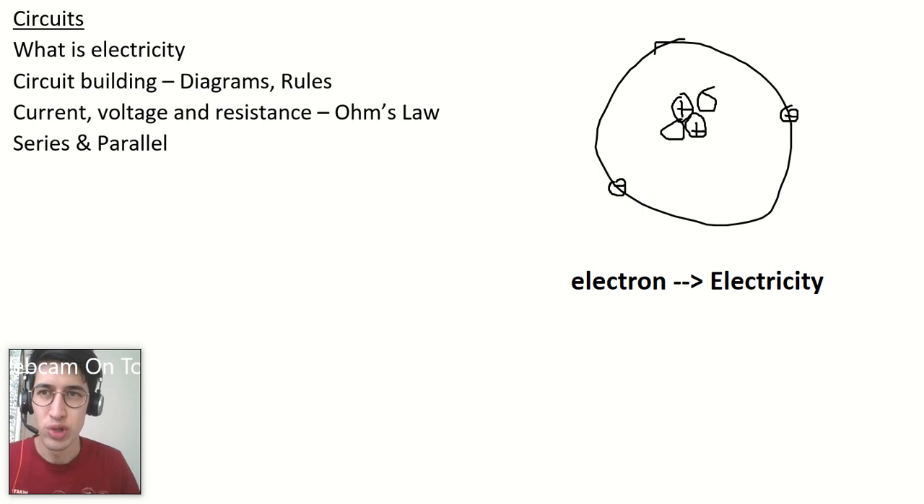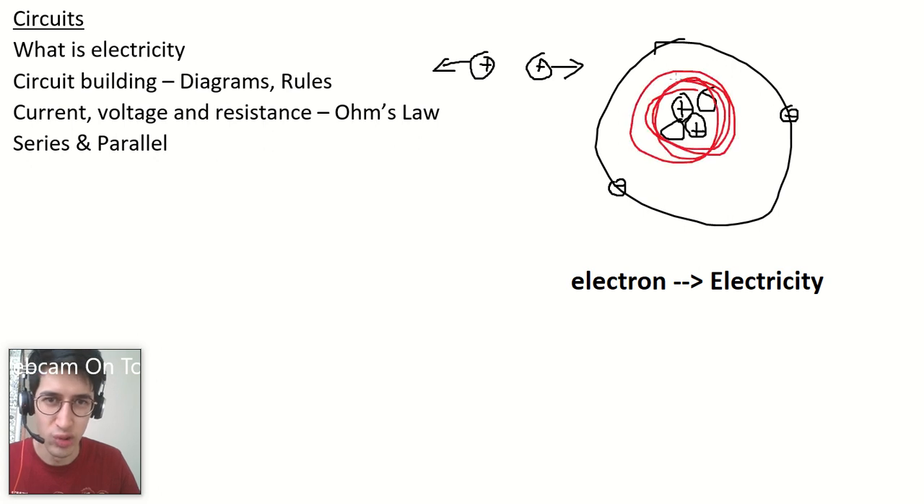Now, protons are positive, and if they go near each other, they will repel unless they are very close to each other, like in the nucleus. Here they are held together by the strong nuclear force, which holds them all together. But otherwise, positives will repel each other. Two negatives will also repel each other.